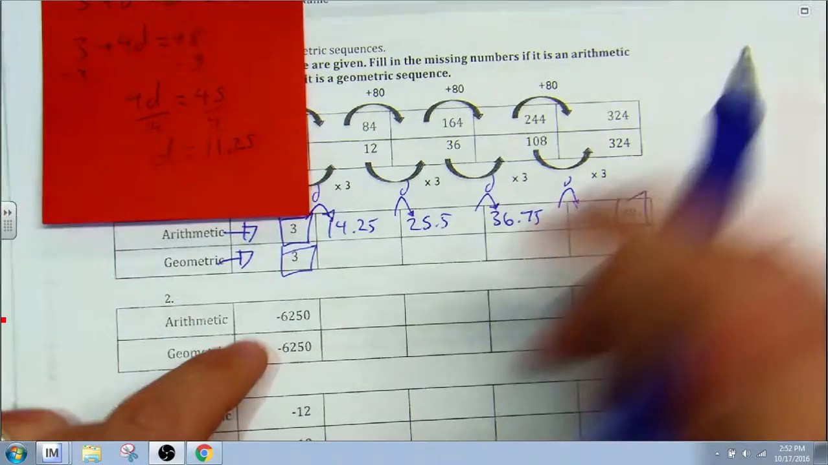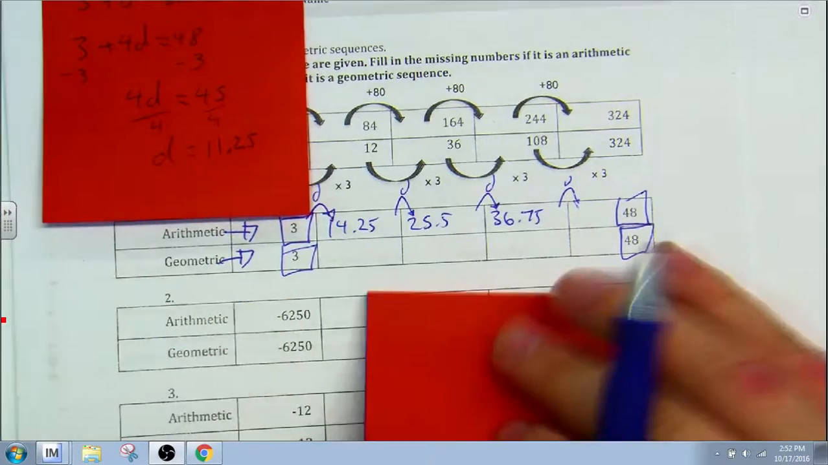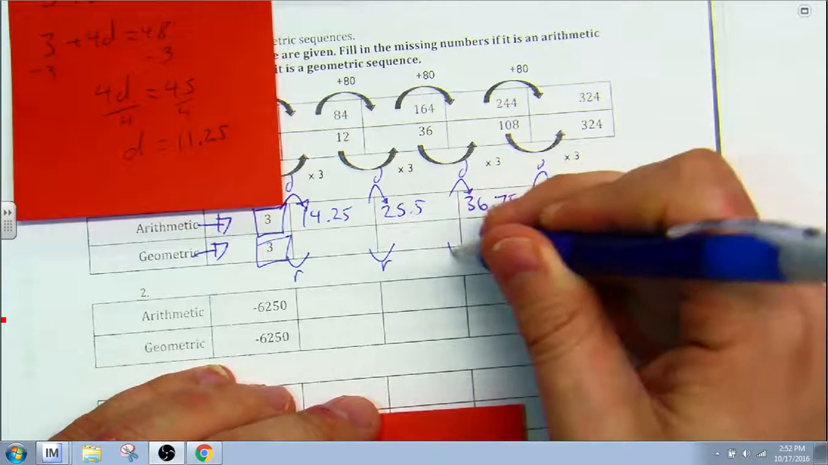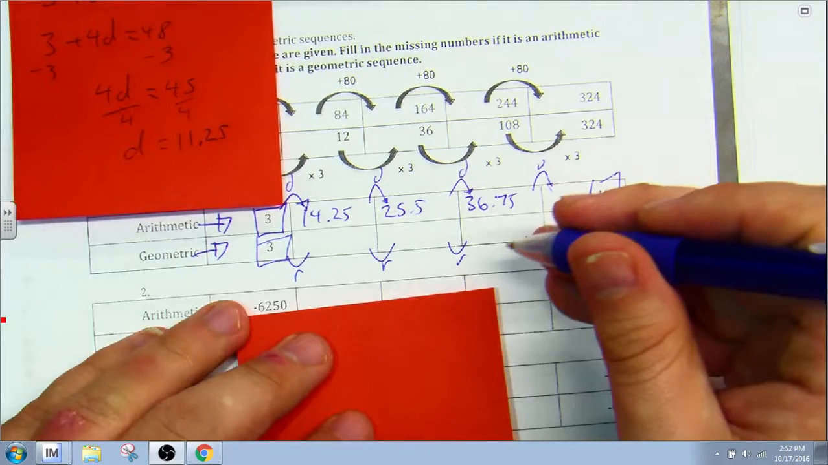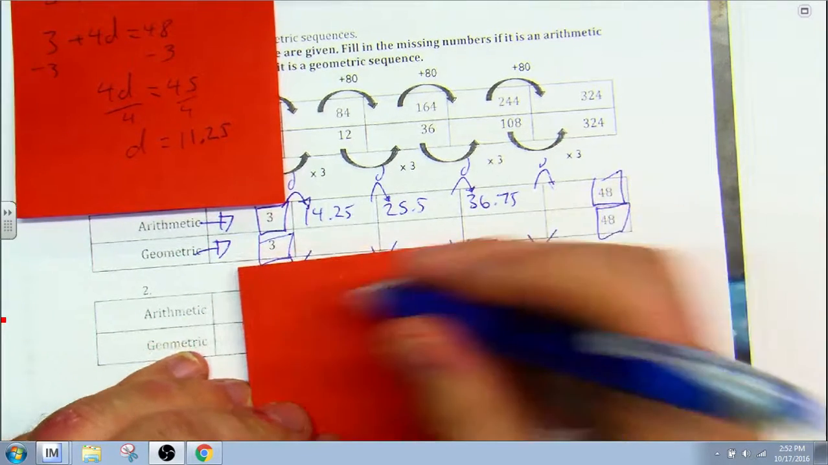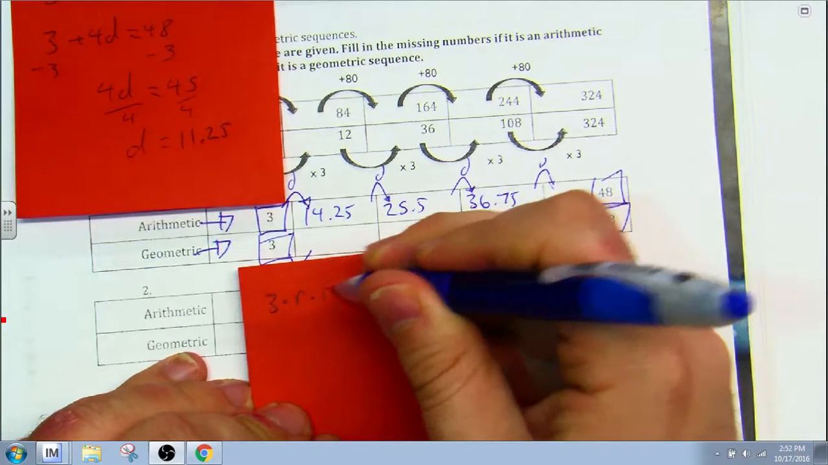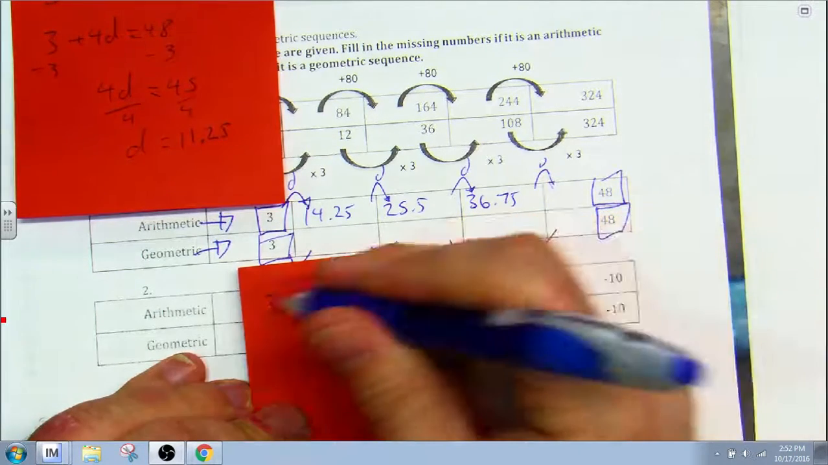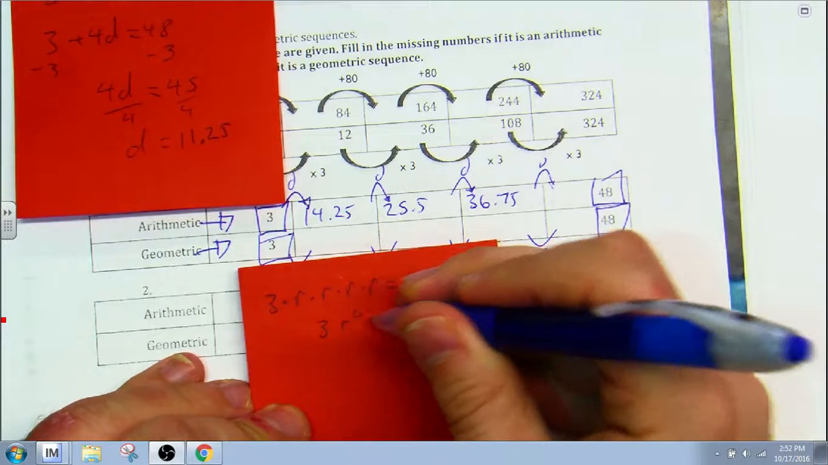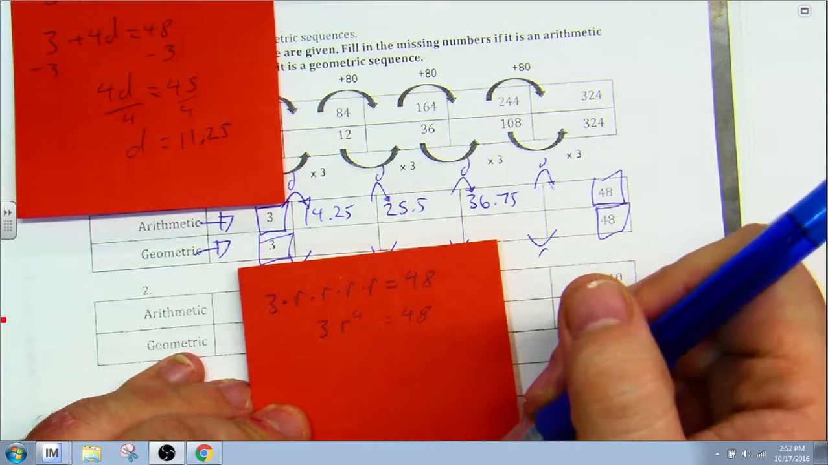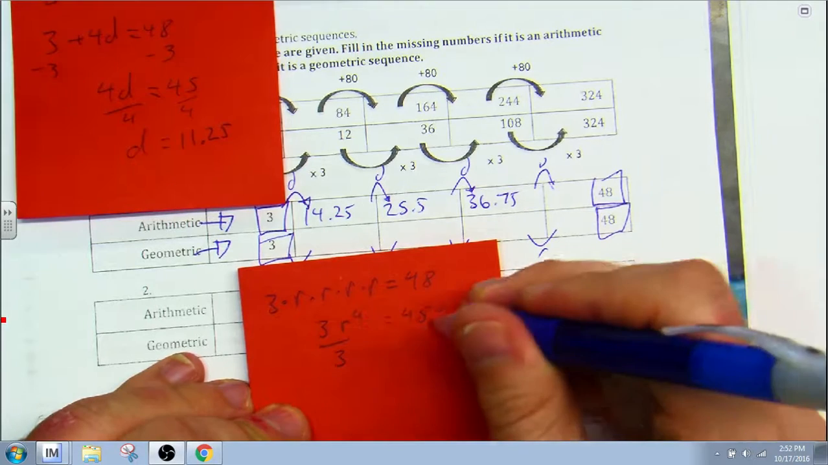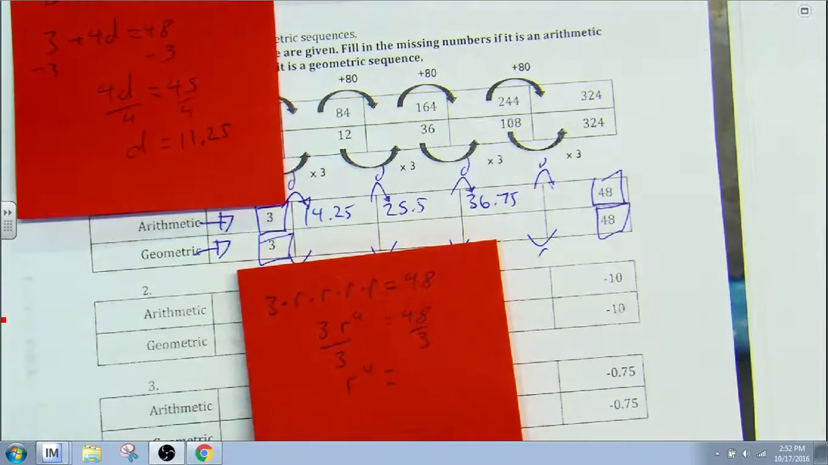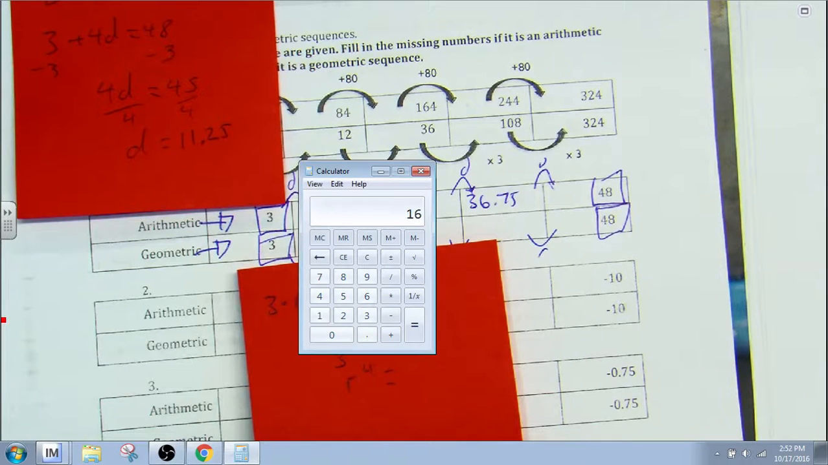Kind of cool. And now we're going to do it with the geometric, except this time, instead of adding a difference, I'm multiplying by a ratio, multiplying by a ratio, multiplying by a ratio, multiplying by a ratio. So this ends up being 3 times 1, 2, 3, 4 ratios is going to equal 48. I can simplify this to 3r to the 4th power equals 48. Cool. Now I divide by 3, so I get r to the 4th power equals, I don't know what this is off the top of my head, 48 divided by 3 is 16.